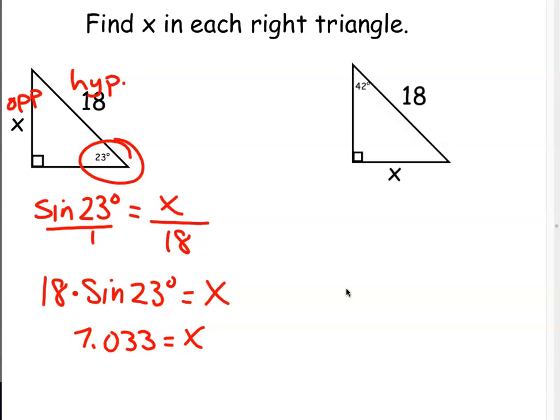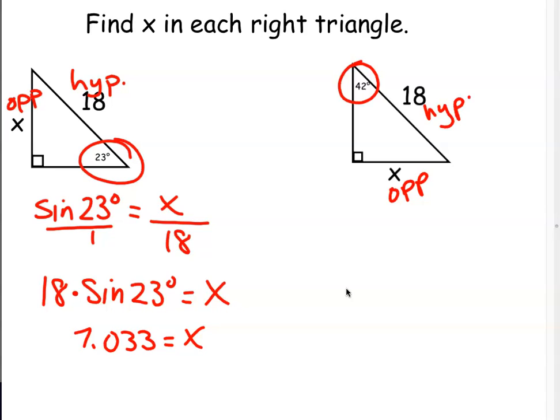All right, for our next example, take a minute and label which 2 sides you have based on this angle of 42 degrees. How would we label side X? What do we call it? It's opposite, and the 18 is hypotenuse. So same idea as the one we just did.